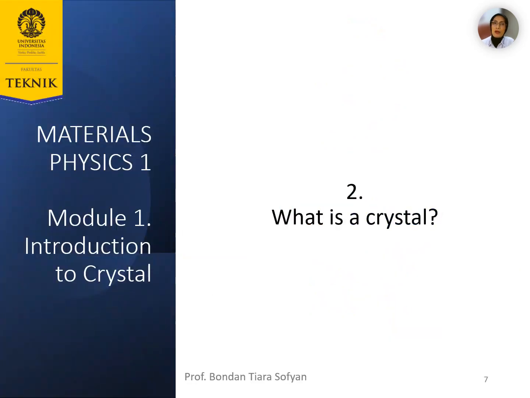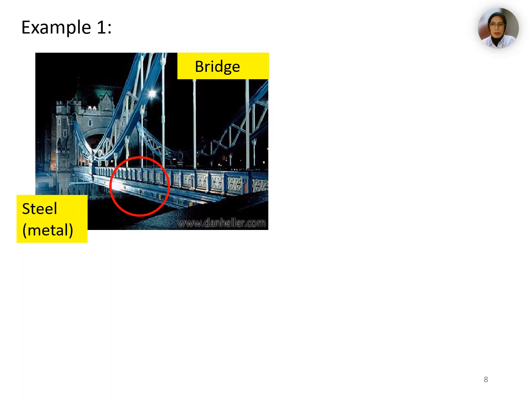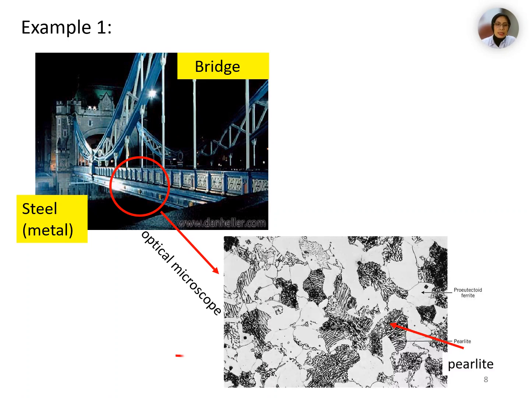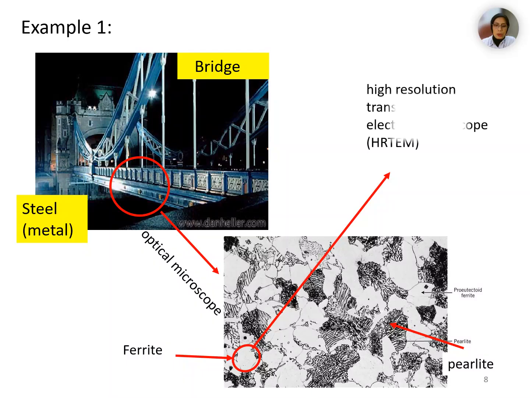Okay, now we move into the second section about what crystals are. The first example of a crystalline material is steel, for example the steel which is used in the London Bridge. If the steel used in the bridge is cut, and then we see the microstructure under the optical microscope, the microstructure will look like this. It consists of two phases.